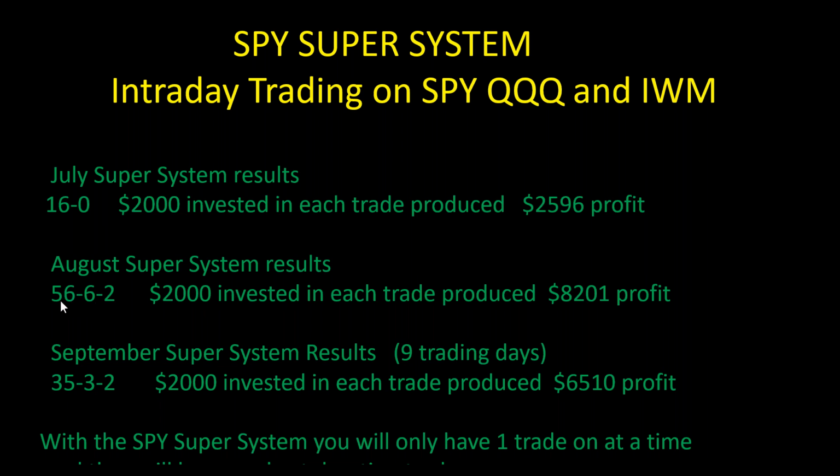In August I did it fairly aggressively, 56, 6, and 2. 2,000 produced 8,201. By the way, these profits are not included in the ones I showed you for the room. These are completely separate. September so far, more than 9 trading days, up to this past Friday: 35 wins, 3 losses, 2 scratches. 2,000 invested, produced 6,500 so far this month.